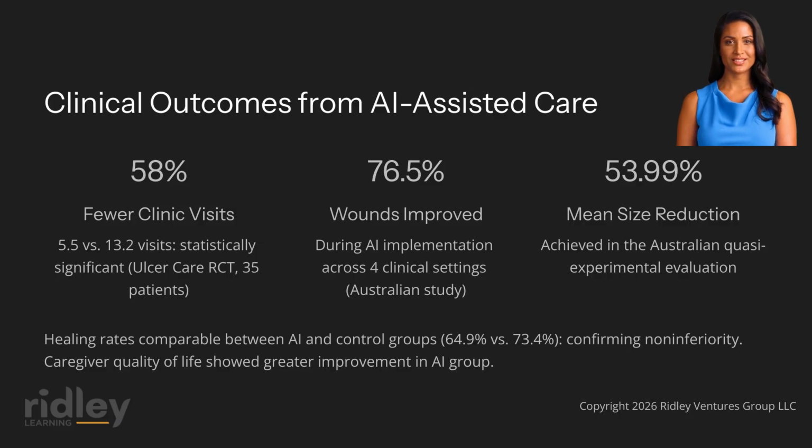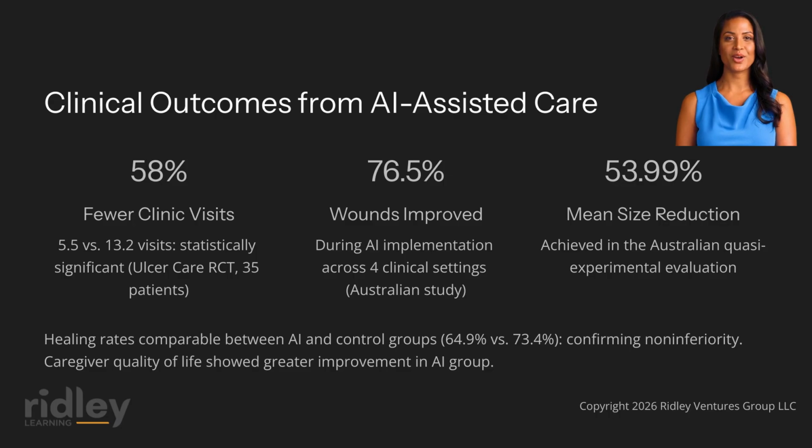But here's the clinically significant finding. The AI group required 58% fewer clinic visits, 5.5 plus or minus 2.6 versus 13.2 plus or minus 10.6. That's a substantial reduction in healthcare use without compromising healing outcomes. Caregiver quality of life showed greater improvement in the AI group as well, with the Family Dermatology Life Quality Index improvement at 10.3 plus or minus 5.0 versus 5.7 plus or minus 5.9, addressing the substantial burden that wound management places on informal caregivers in home settings.